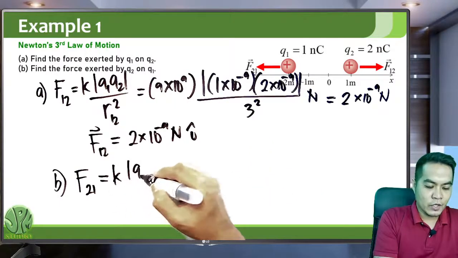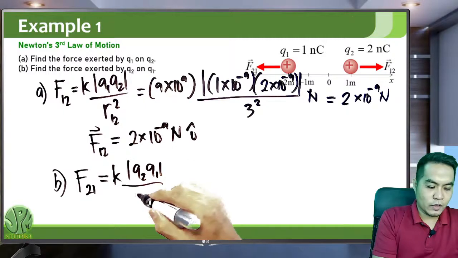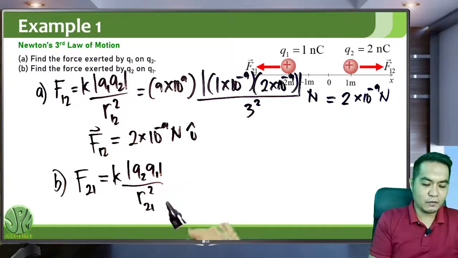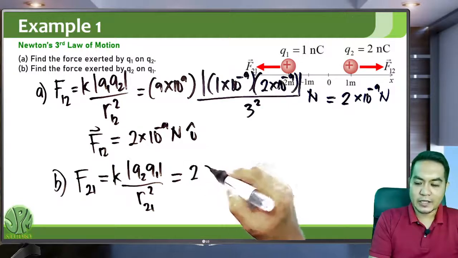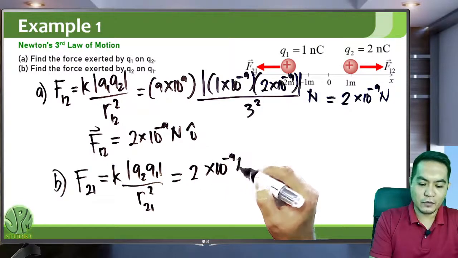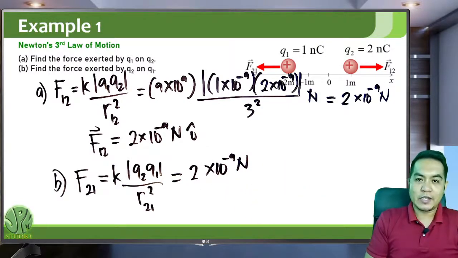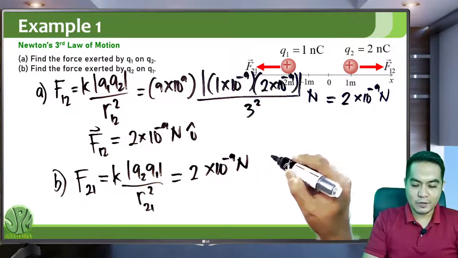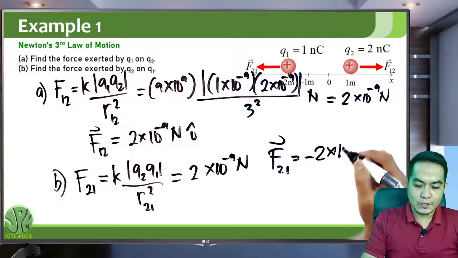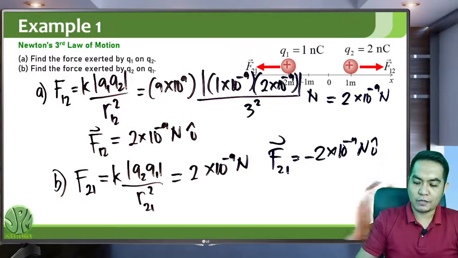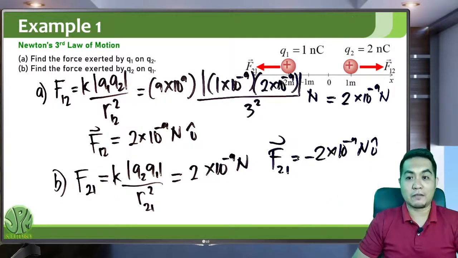So this is k Q2 Q1 over R21 squared. Substituting all these values, you will still get the same result, 2 times 10 to the -9 newton. That's the magnitude. Its direction is actually negative i hat. So therefore, F21 is equal to -2 times 10 to the -9 newton i hat.